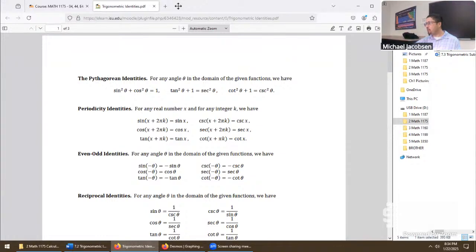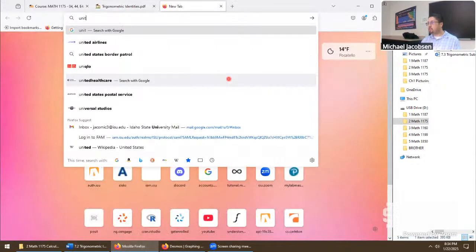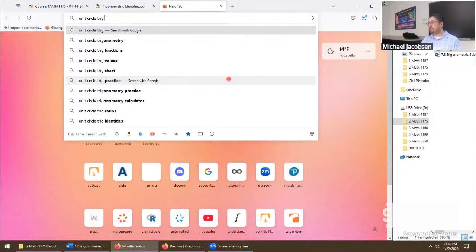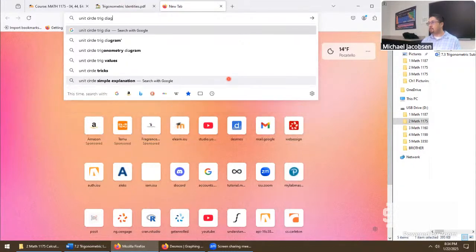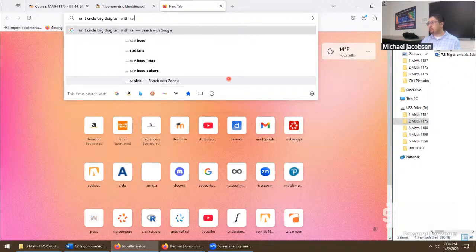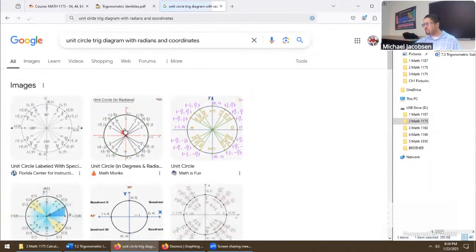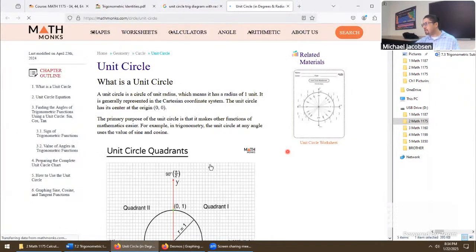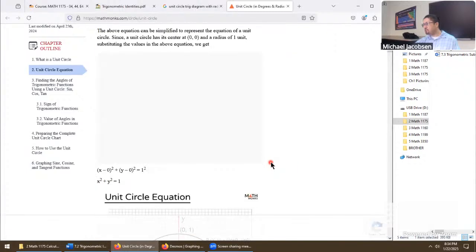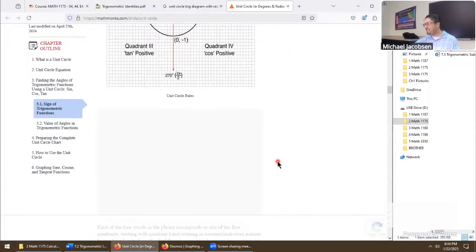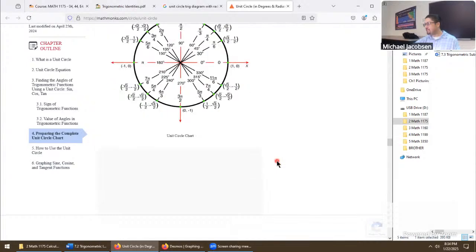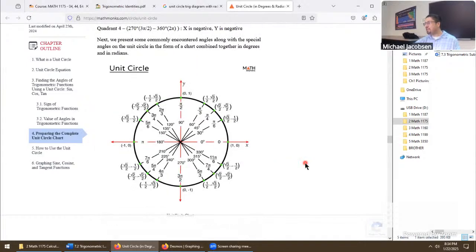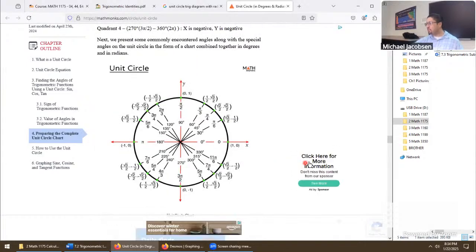So I want unit circle trig diagram with radians and coordinates. Sure, we've got some good stuff here. So if you zoom in on the first column, they showed me a good screenshot. Where'd it go? There it goes, there it goes. They lied at first, but they eventually told the truth once we got through the ads.